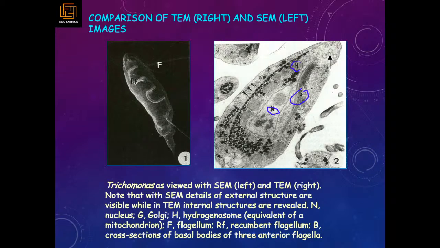Somebody going with microbiology might know, I'm not aware. Okay, they are equivalent to the mitochondria, it's written here. Then there is a flagellum outside. Recurrent flagellum is also there, RF might be written somewhere here. Okay. Then cross sections of basal bodies, and further the three anterior flagella. So you can see these very nice structures, anterior and posterior.